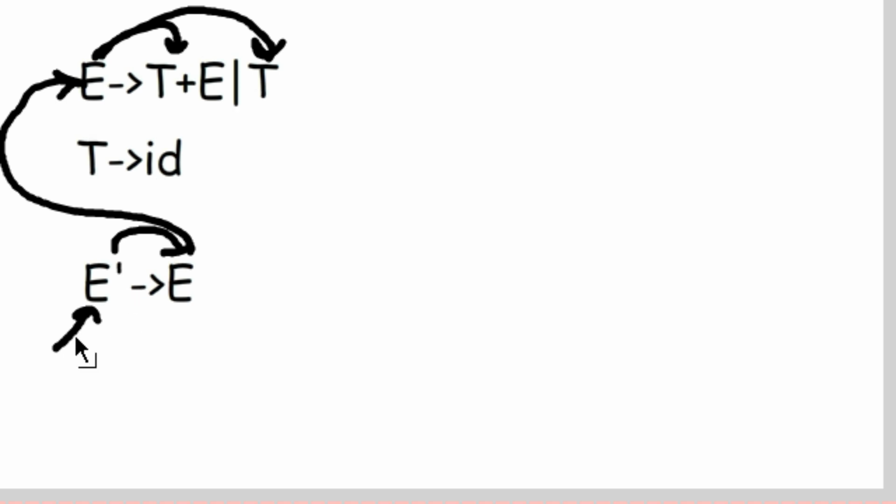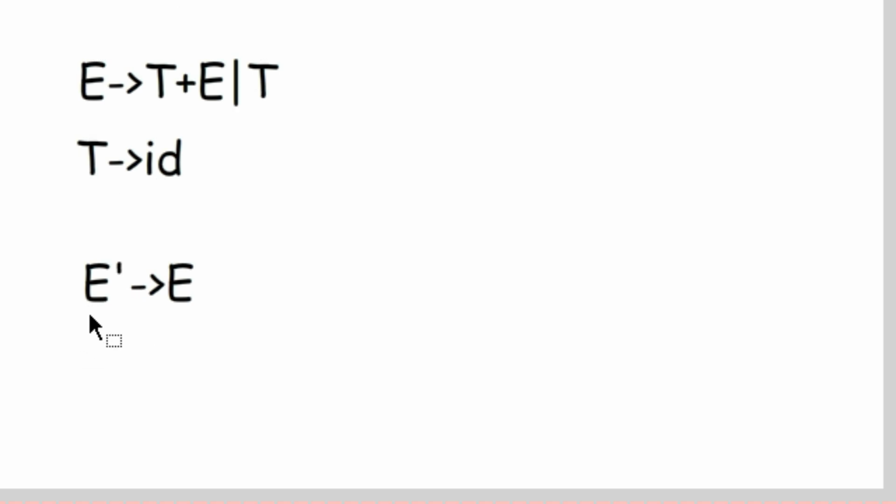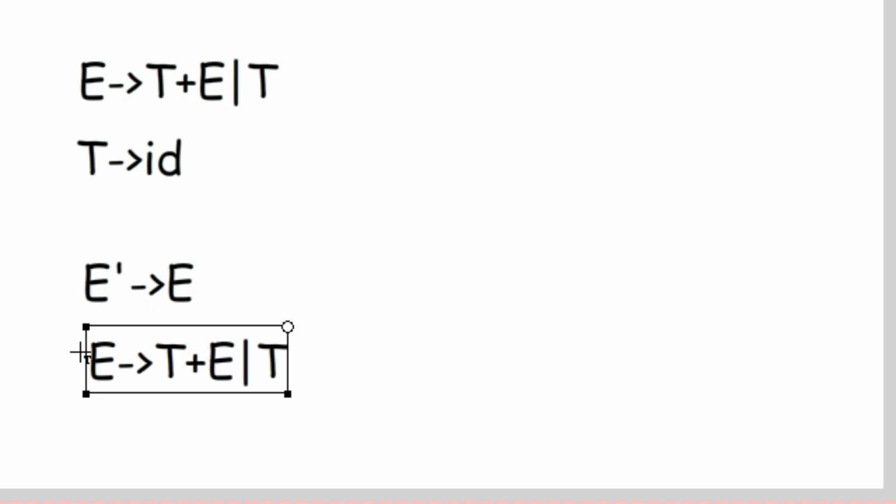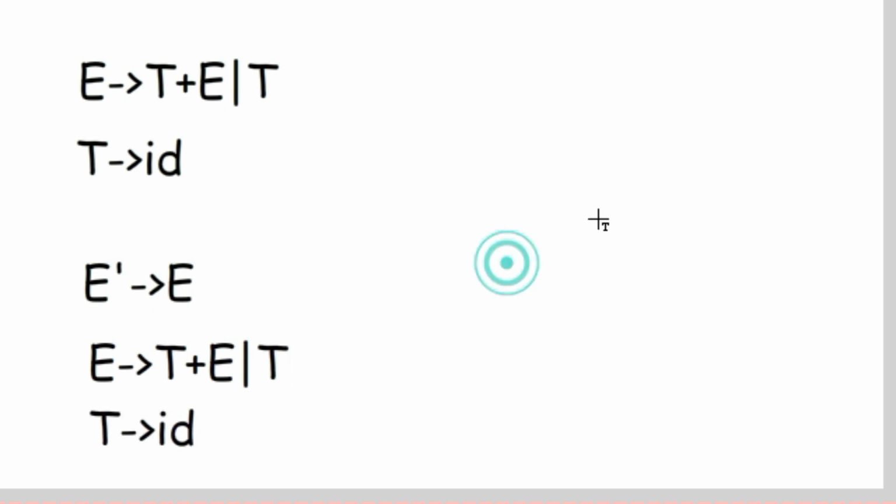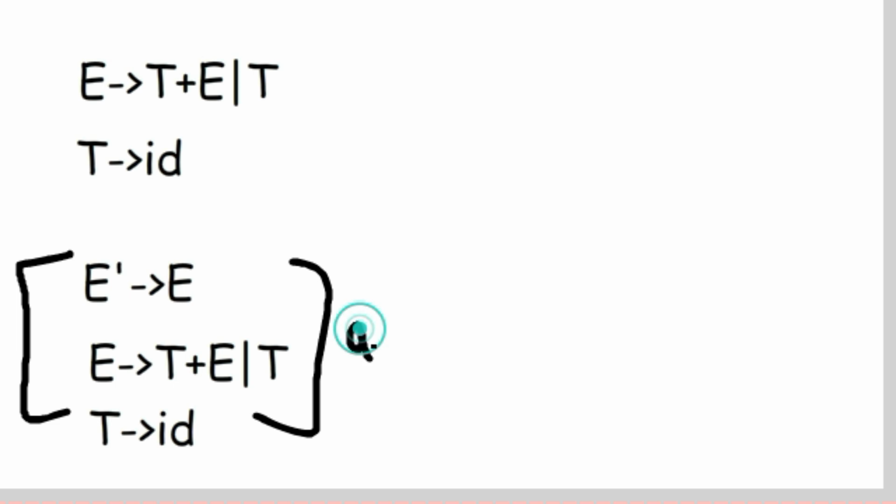So we just change the path and we are starting from E dash. And when we start from E dash, then we can write the remaining grammar, which is E tends to T plus E or T, and T tends to ID. So this grammar, we just changed this grammar to this grammar, and this is called as augmented grammar.